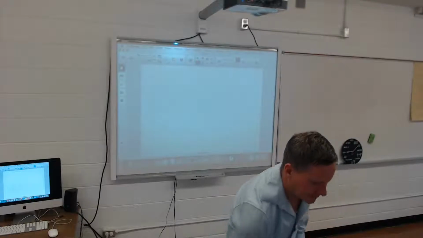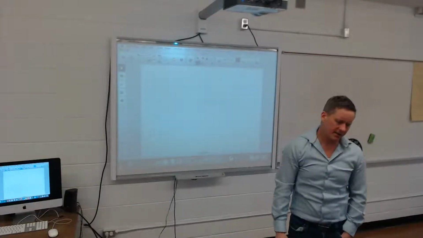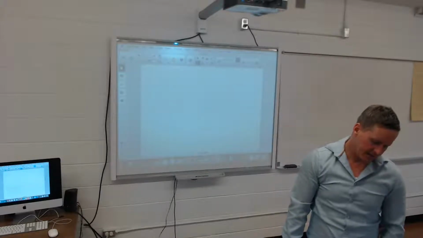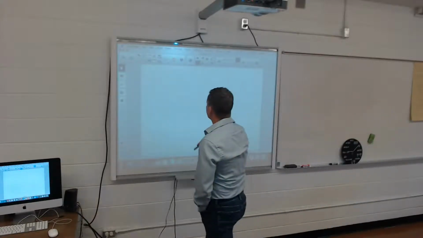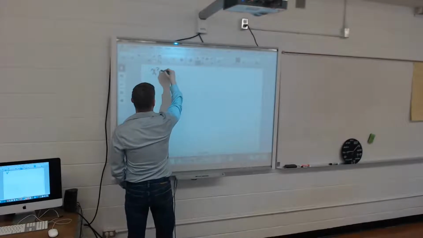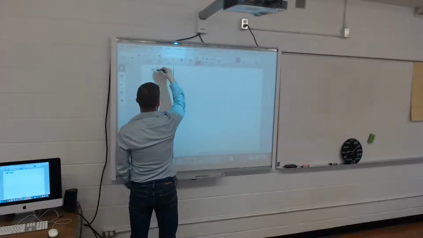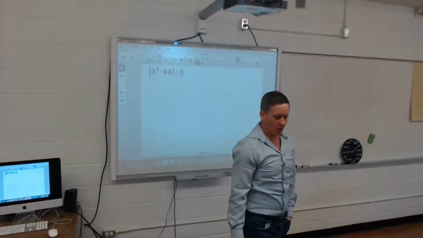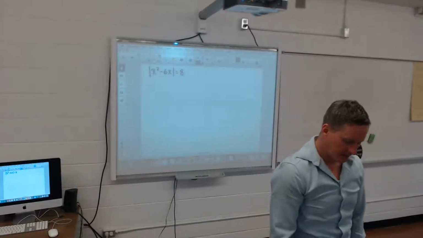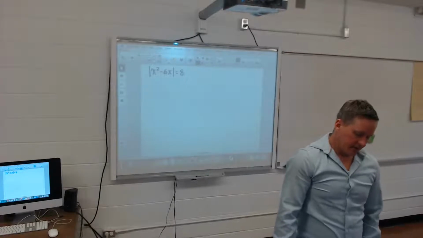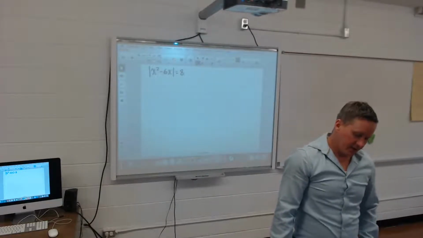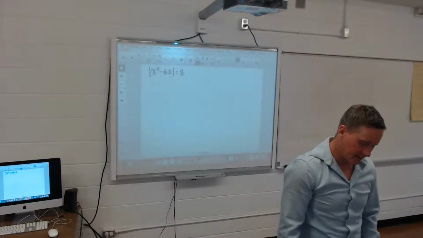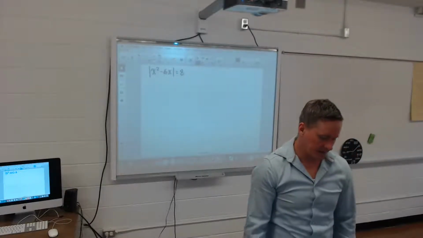Okay. Now, I have x squared minus 6x is equal to 8. So the absolute value of x squared minus 6x is equal to 8. Now we're going to get into a bit more work when it comes to this. It says to use the definition of absolute value to determine the cases here.